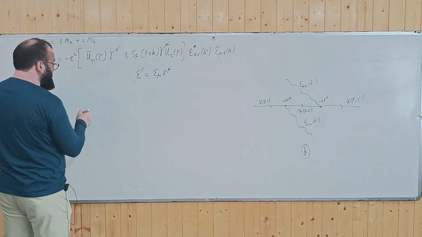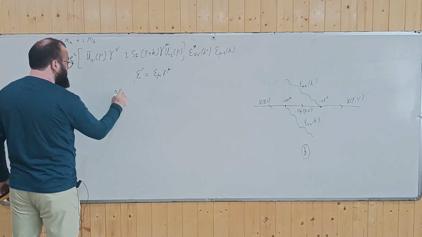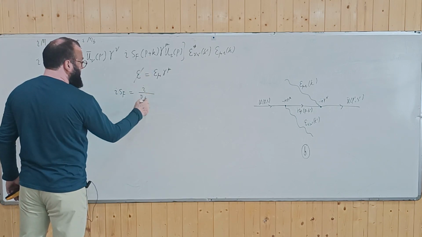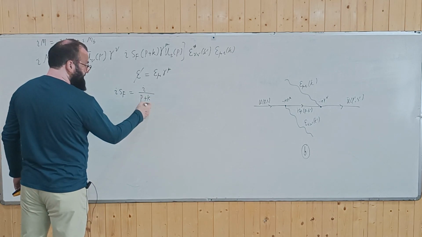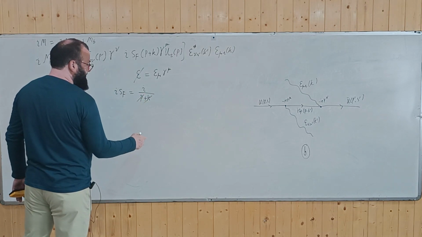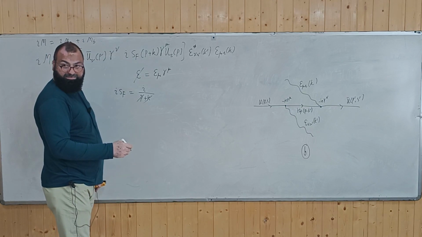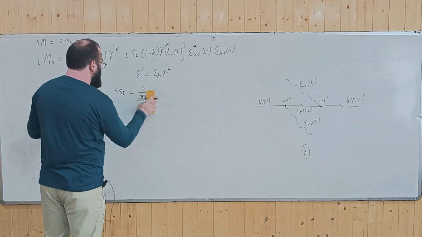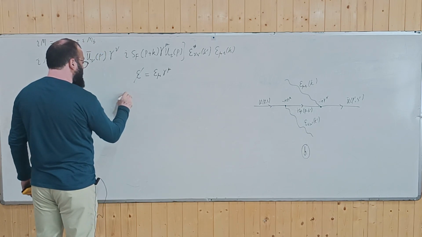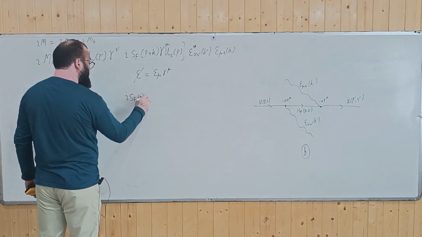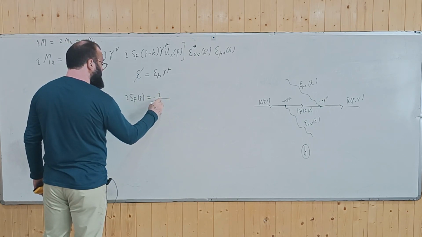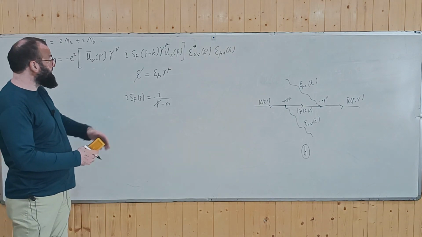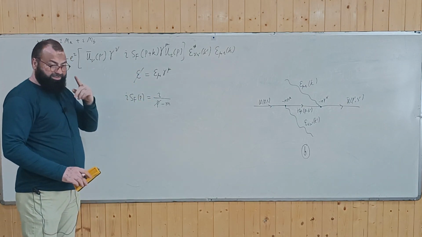So what is the Dirac propagator? It is simply i divided by p-slash minus m, the Feynman propagator S_F. What is the momentum here? It is p-slash plus k-slash, so it will be like this.